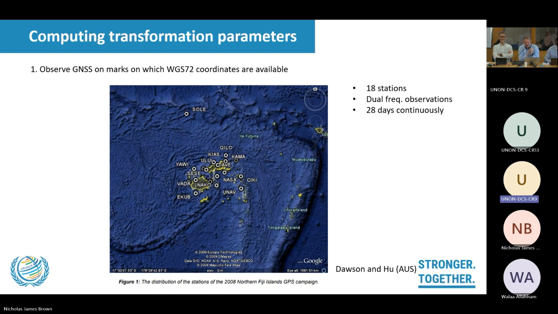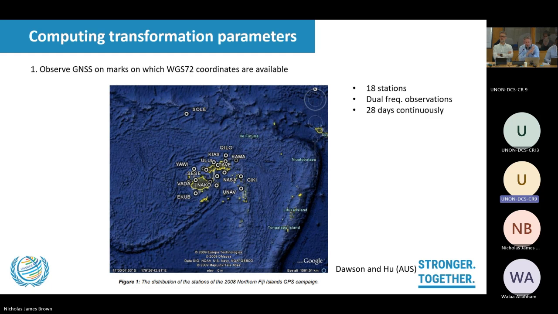So they had 18 stations where they observed this data. They had dual frequency observations. So that's very important. They were capturing L1 and L2. That's what you need to get the very precise measurements. And they recorded for 28 days continuously on these marks.